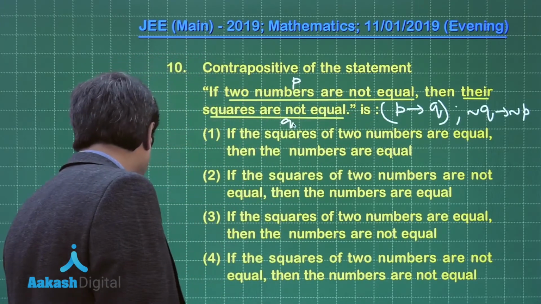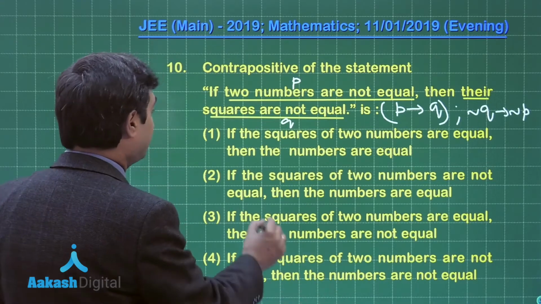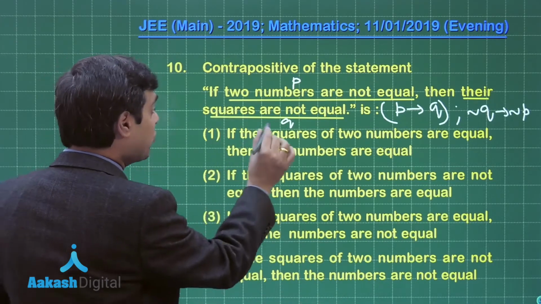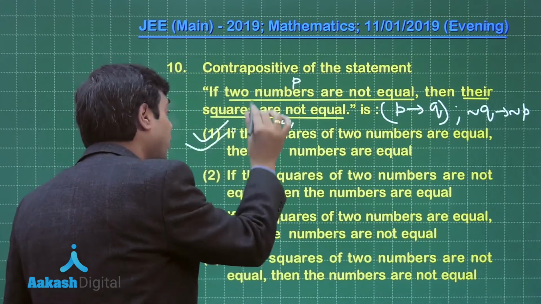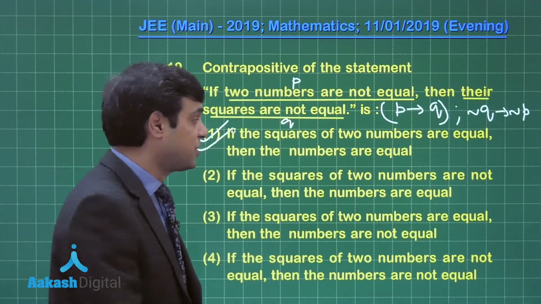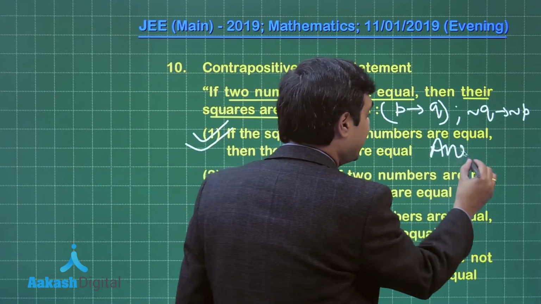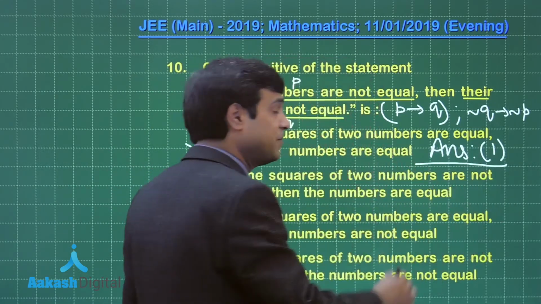Let us check from the given options what the correct option is. First says if the squares of two numbers are equal, then the numbers are also equal. Yes, this is correct, what we were looking for as the contrapositive. So, the correct answer for this question is option number 1. I am sure this is clear.